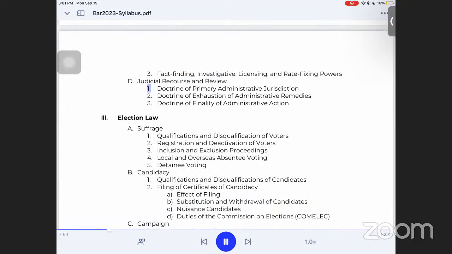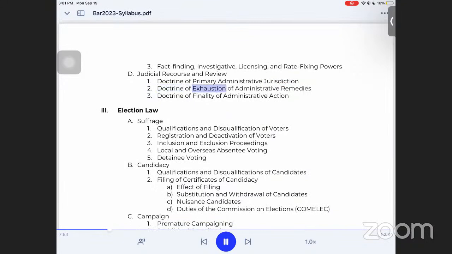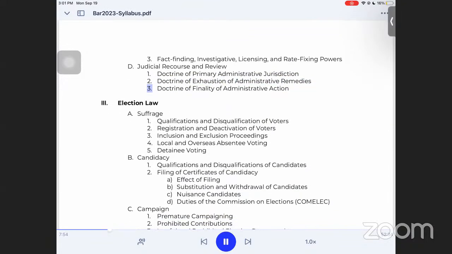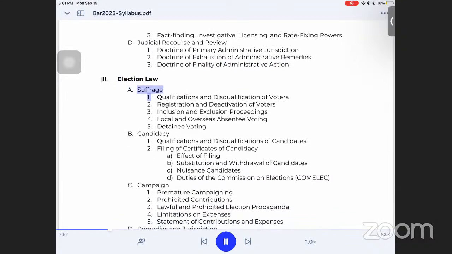Judicial recourse and review. 1. Doctrine of primary administrative jurisdiction. 2. Doctrine of exhaustion of administrative remedies. 3. Doctrine of finality of administrative action. 3. Election law. A. Suffrage.